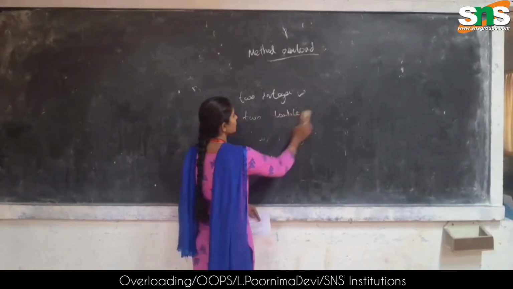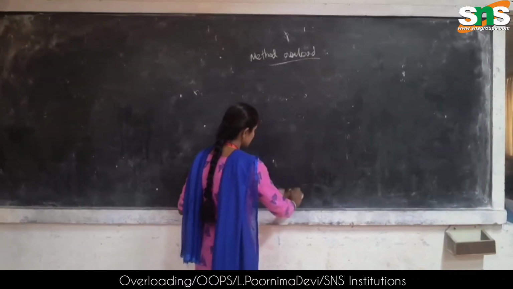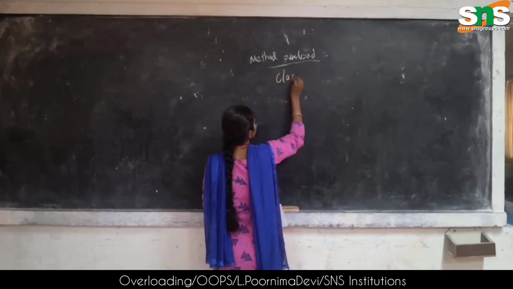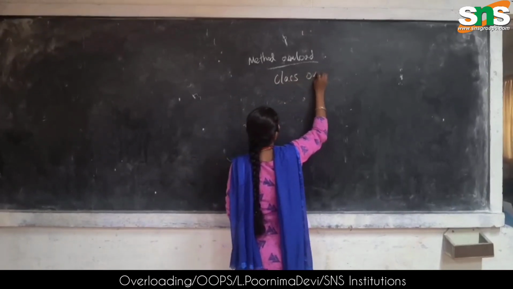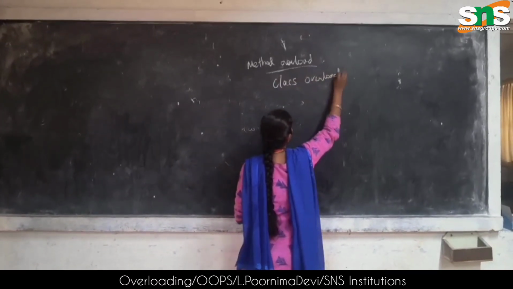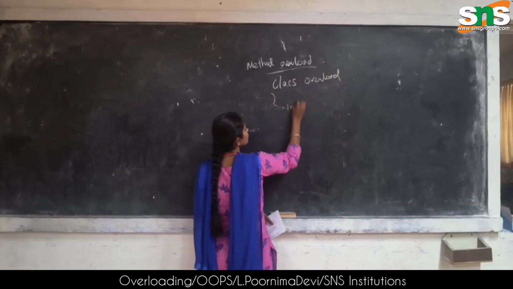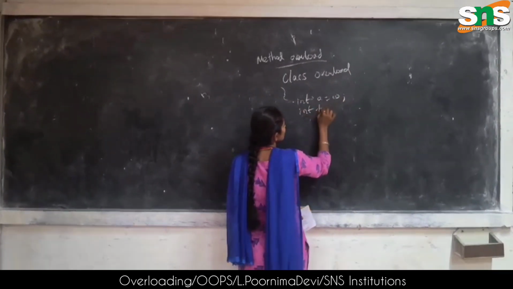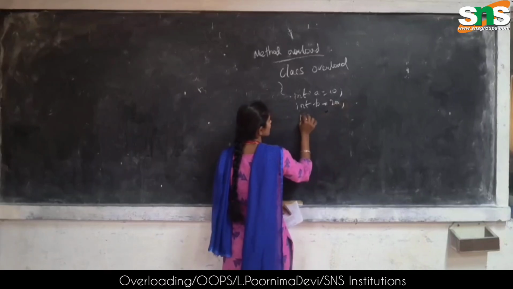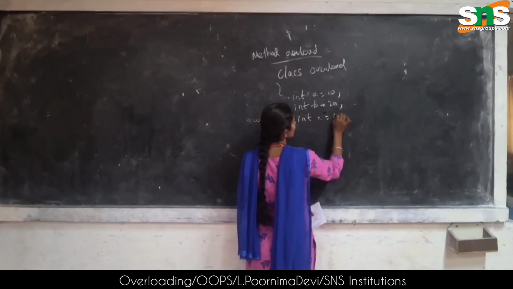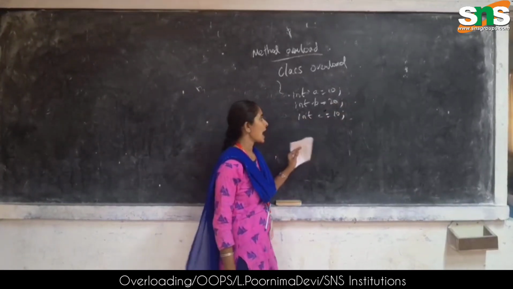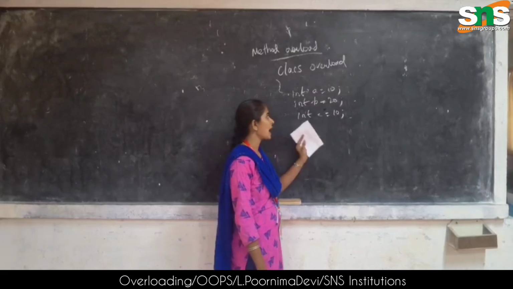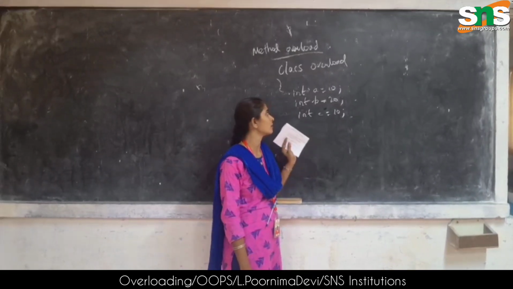I need to write the program first. So class Overload. This is my class name, and I have to define int a = 10, int b = 20, int c = 10. These are the attributes, that is, the variables, to which I assign values.